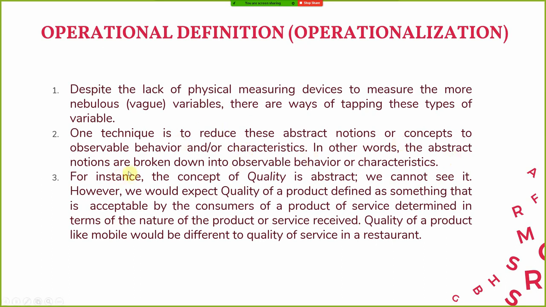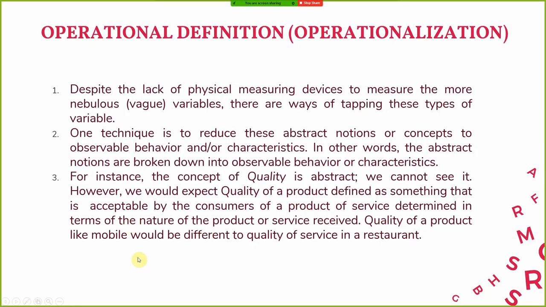In other words, the abstract notions are broken down into observable behavior or characteristics, something that we see in a leader, something that is visible in his behavior. For instance, another example, the concept of quality is very abstract. We cannot see it. However, we would expect quality of a product defined as something that is acceptable by the consumer. Now, how would you define quality? It is how or whether it is acceptable to the consumers of the product or service, in terms of the nature of the product or the service received.